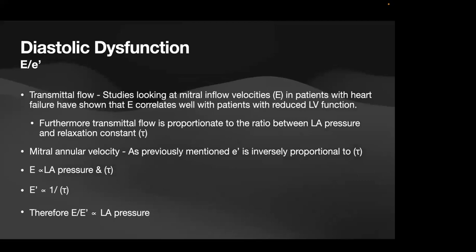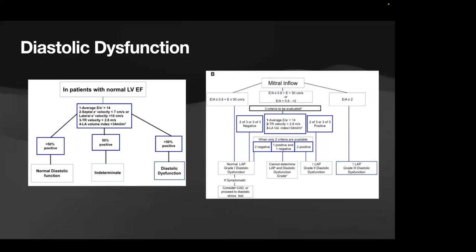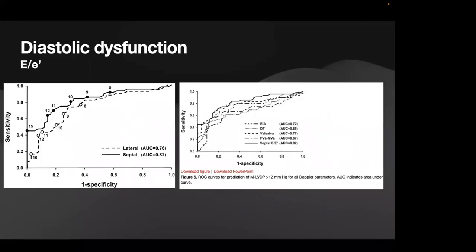Interestingly, all those studies looked at a cutoff. So they were saying that any E over E prime that's less than 14, we're going to dictate as normal, okay? And any E over E prime that's over 14 is going to be abnormal or elevated filling pressure. And that's in fact one of the cutoffs that we were looking at before. You can see your E over E prime of 14 is one of those first divergent points on that left box in the middle there.